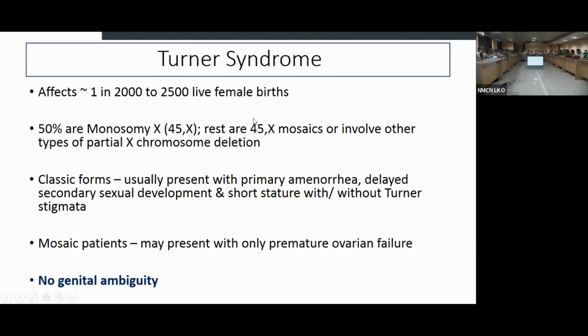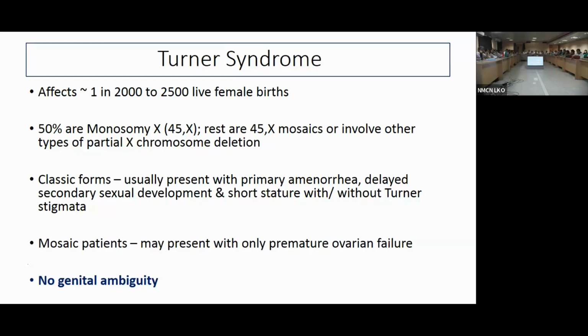The classic form of Turner syndrome usually presents with amenorrhea. They do not have ambiguous genitalia. Most of them have normal intellectual development and normal cognitive functions, and delayed secondary sexual development is the usual manifestation. And of course, almost all of them have short stature.